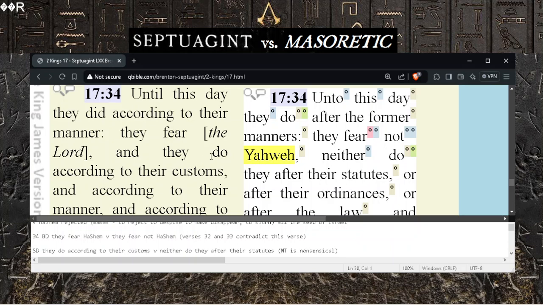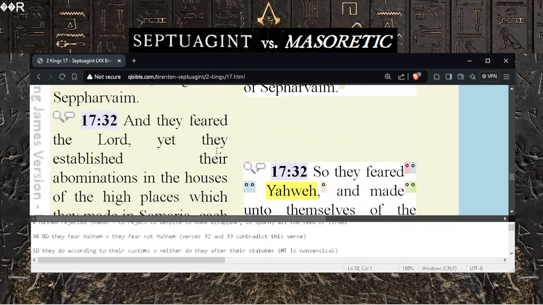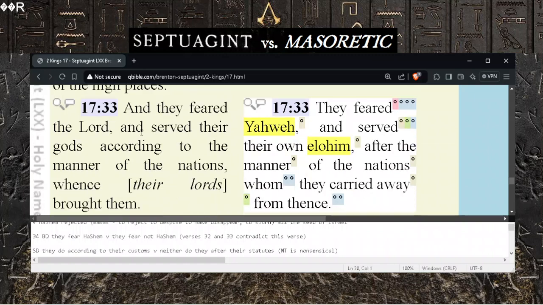And verses 32 and 33 contradict this verse clearly. It says they feared Hashem. Again, they feared Hashem in both translations.